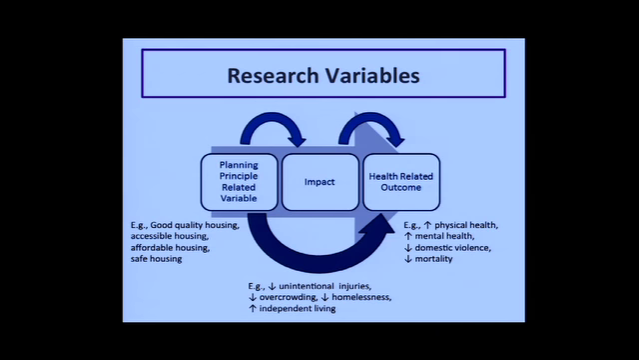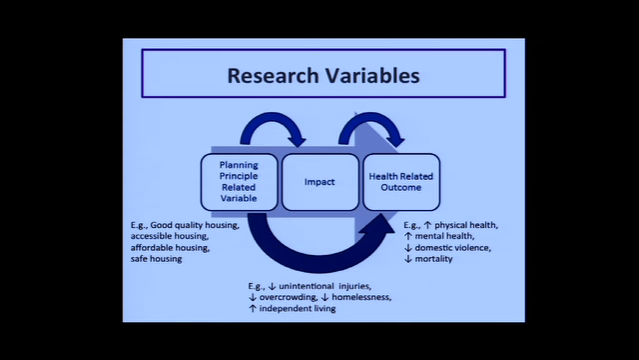There are 3 research variables that were analyzed in the literature review, and I've included a diagram here to simplify the possible relationships between the 3 research variables. So to begin, the first one, the planning principle related variable, is the independent research variable that is being manipulated and is closely related to a planning principle, which was drafted based on an initial evidence review from a scoping review.